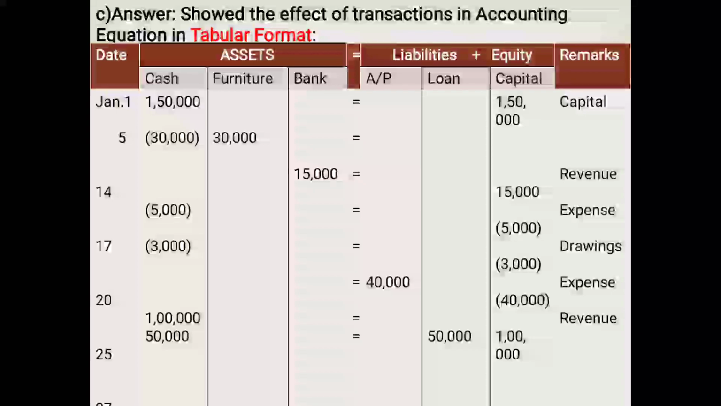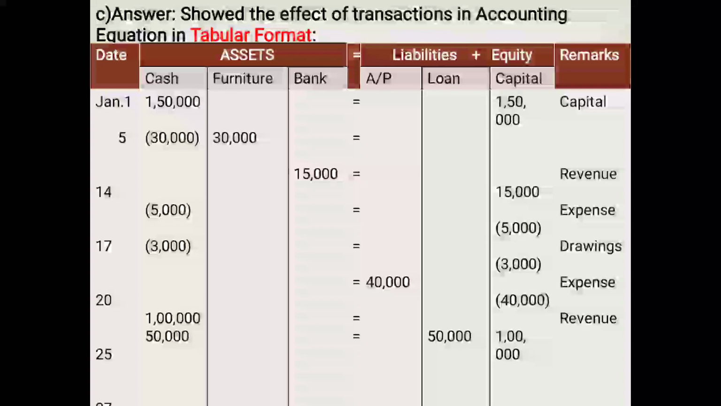In this format, a total of 3 assets are available. The first one is cash, the second is furniture, the third is bank. And 2 liabilities are involved: the first is accounts payable, the other is loan. For equity, one column is always available. Another column is remarks. So in this way, you have to open this format.